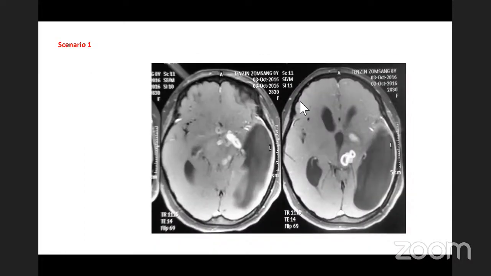This is just a contrast image, T1 post-contrast of the tuberculoma, in which we see in the basal area and also in the area of the midbrain, we find conglomerate lesions, which are thick-walled, larger, multiple, and hence suggestive of tuberculoma.